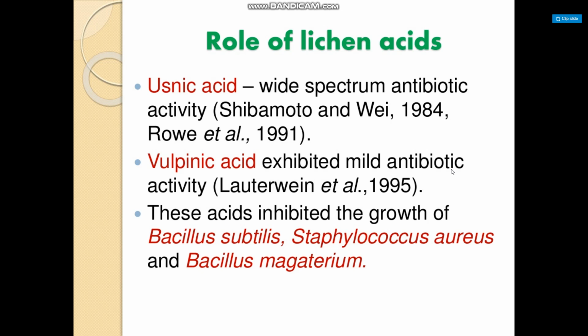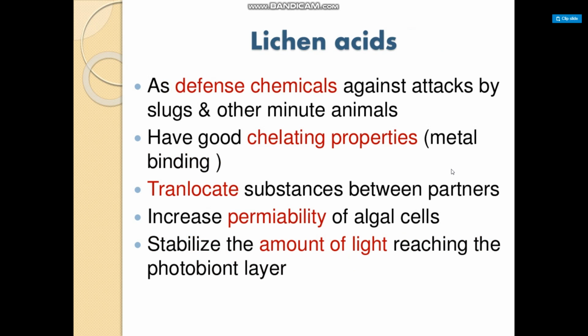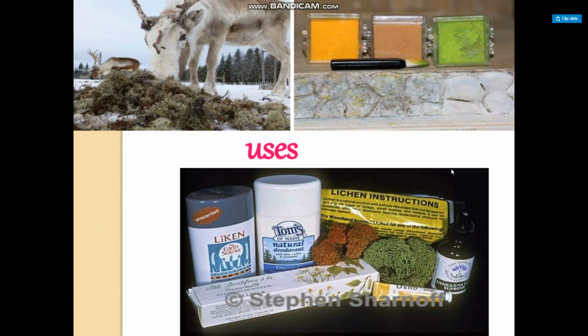Role of lichen acids: usnic acid has wide spectrum antibiotic activity. Vulpinic acid exhibited mild antibiotic activity. This type of acid inhibited the growth of Bacillus subtilis, Staphylococcus aureus, and Bacillus megaterium. Lichen acids serve as a chemical defense against attack by slugs and other minute animals, and have good chelating properties. They are metal binding, translocate substances between partners, increase permeability of algal cells, and stabilize the amount of light reaching the photobiont layer.